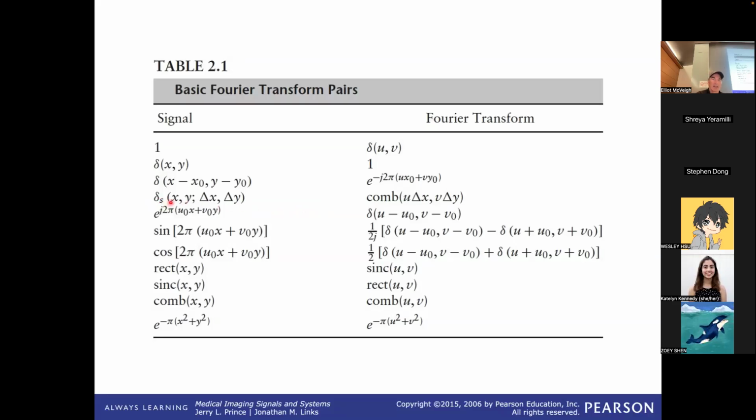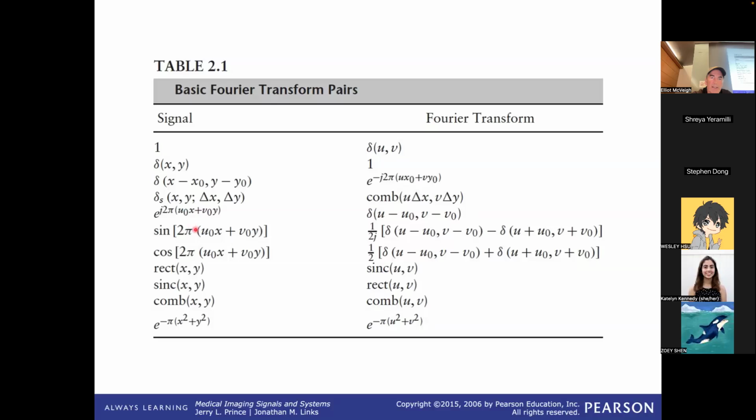Remember, this function is a continuous function of x and y, where we have delta functions separated by delta x, delta y. So it's a comb in the xy plane. Remarkably, when you take the Fourier transform of that, you get a comb in the Fourier domain. So a comb, or this set of delta functions, maps to a set of delta functions. And that's going to become very important when we think about things like aliasing and sampling. So this is essentially the dual of this up here.